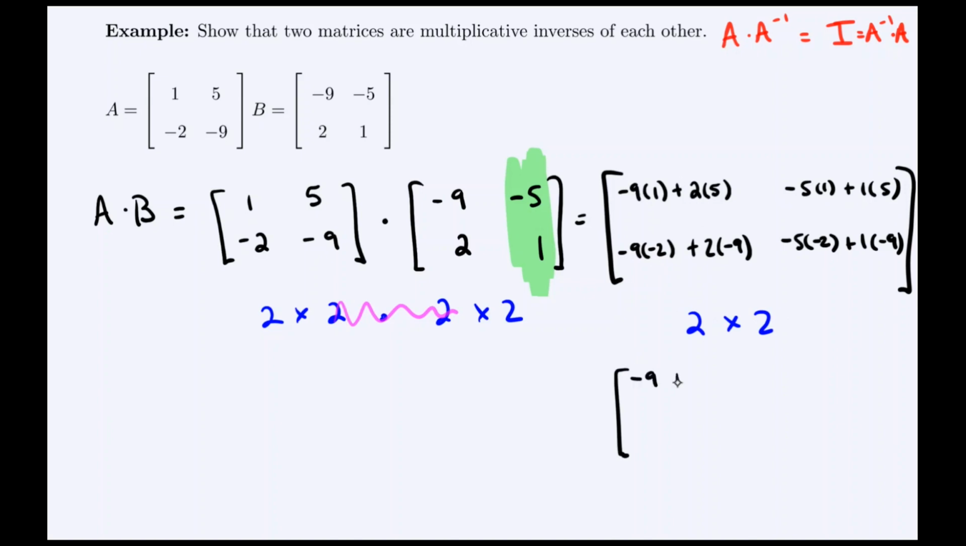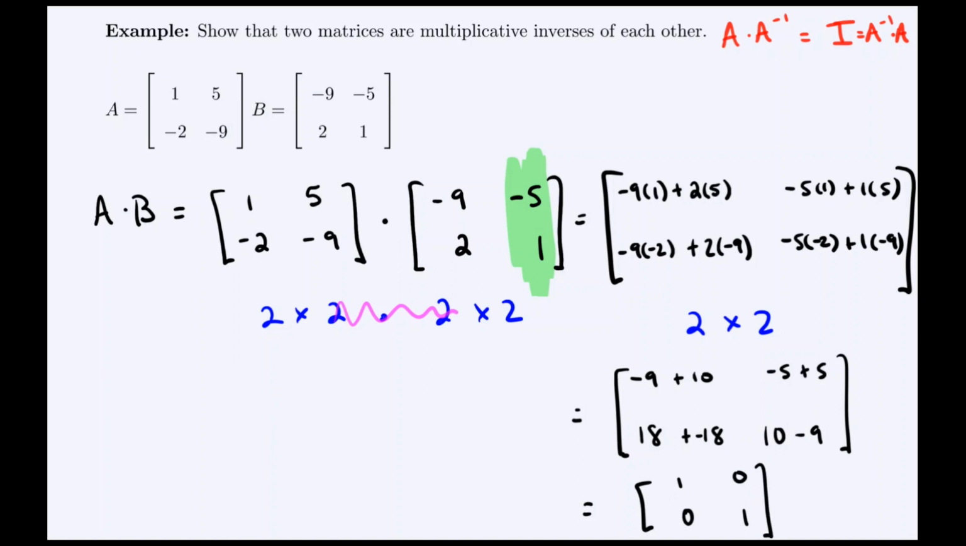That's a -9 plus 10 is the first entry, a +18 plus a -18 for the second entry on the first column. Then we've got a -5 plus 5 and a +10 minus 9. Now that simplifies to be 1, 0, 0, 1, which is the identity matrix. So this tells us that A and B are inverses of each other.